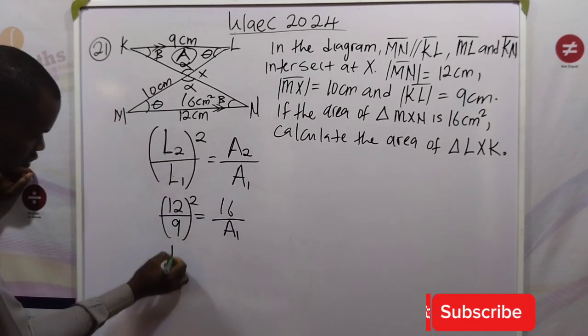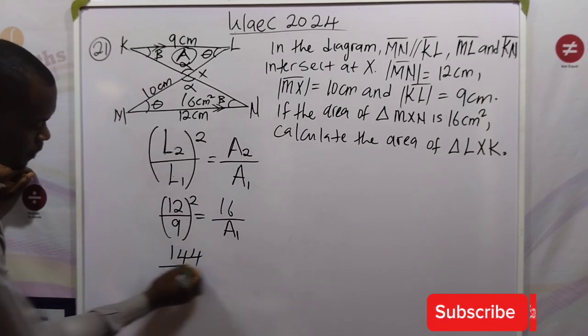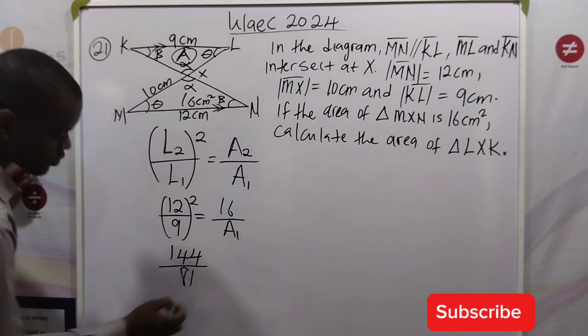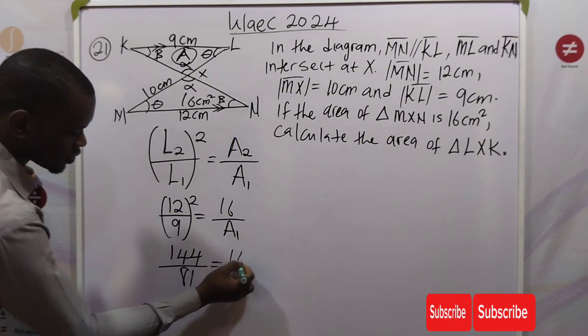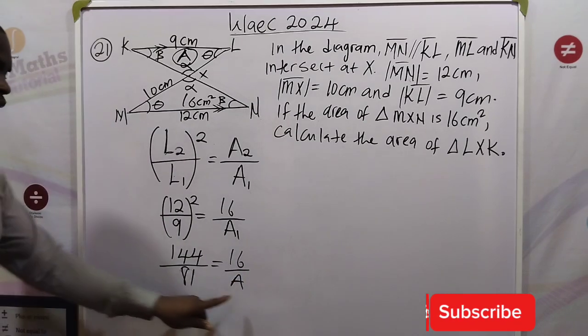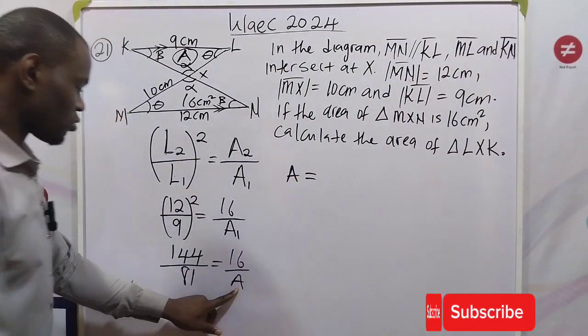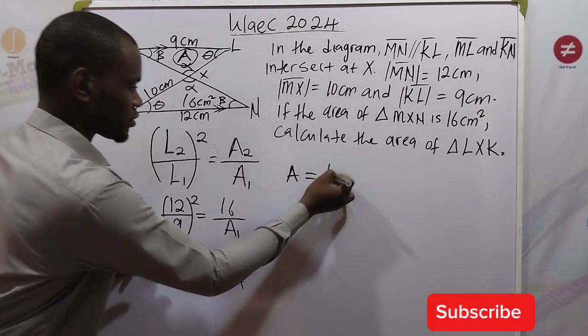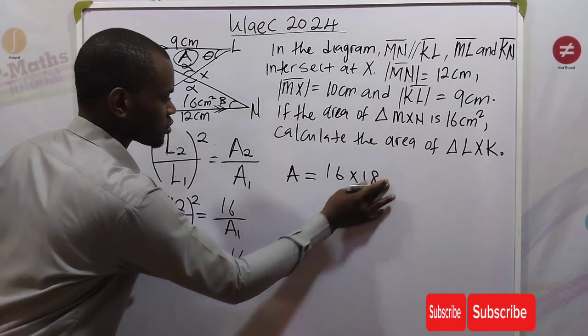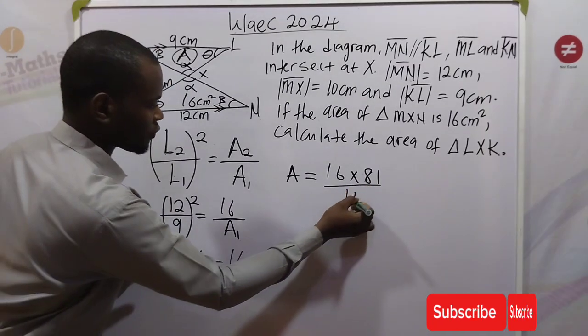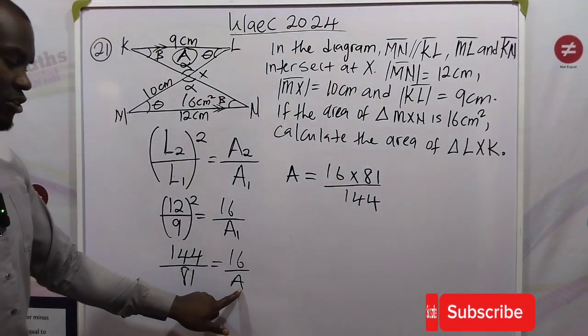So we can simplify from here. 12 squared will give us 144. 9 squared will give us 81, equals 16 over A. Now make A the subject of the formula. That means you will have A equals 16 times 81 over 144, making A the subject of the formula.